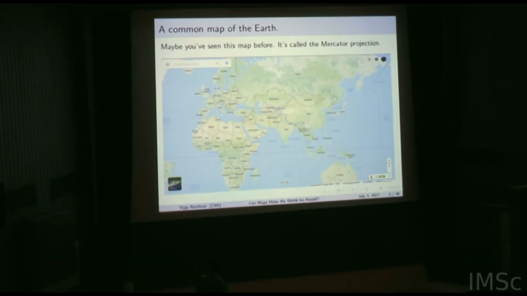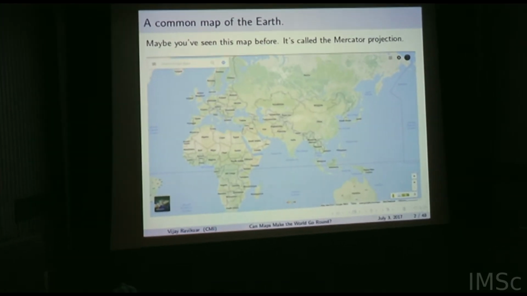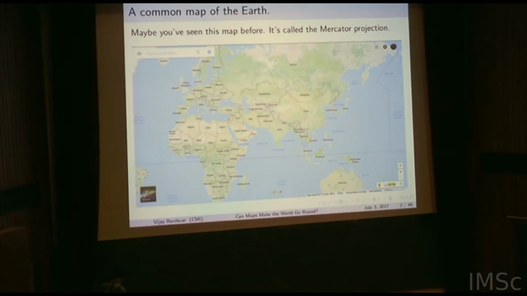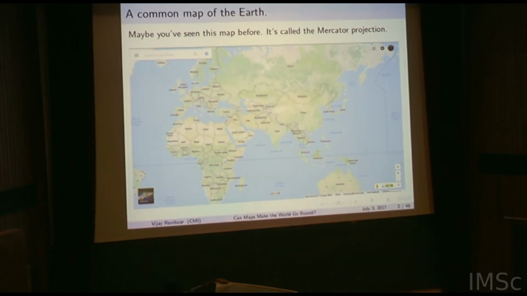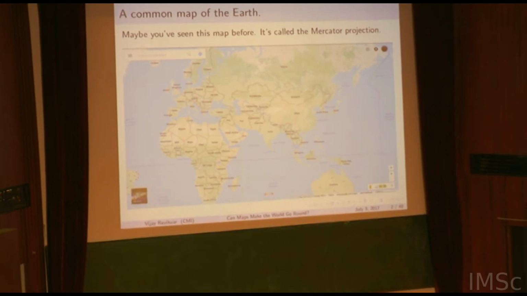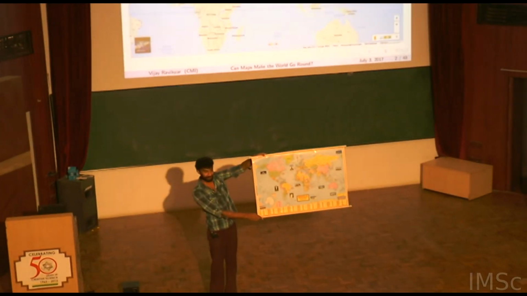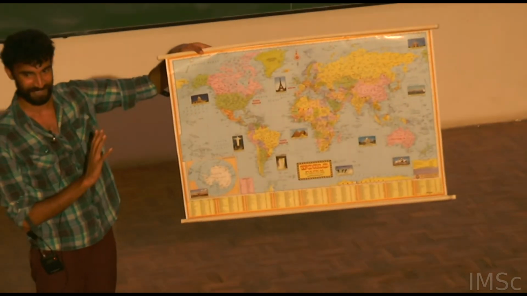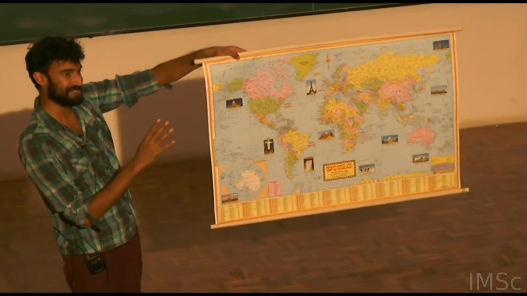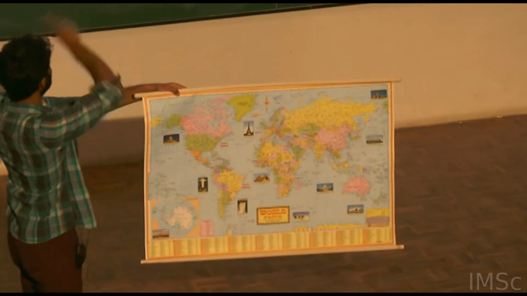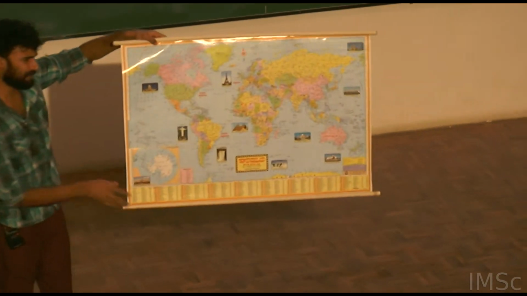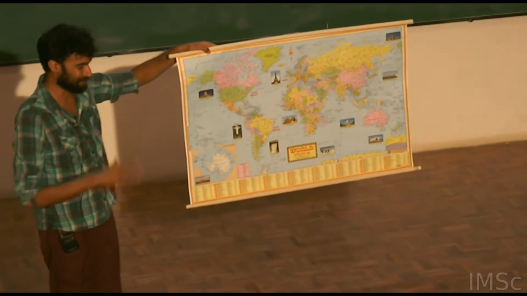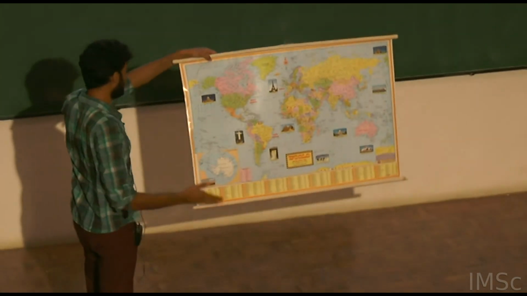If you haven't seen this, you may have seen this map. It's the standard map used in most schools in India. It's very, very similar to the Mercator projection. It's just a slightly skewed version of it. So hopefully everyone has seen this map or this map here. They're the maps that we use maybe 90% of the time that we're using maps.